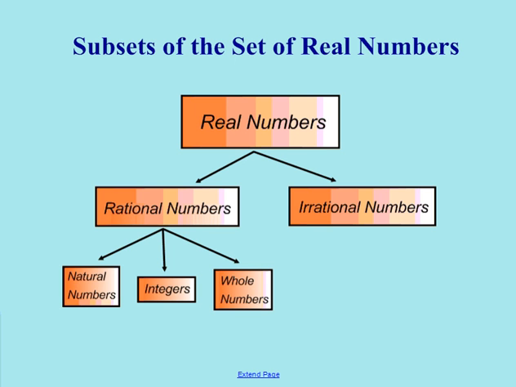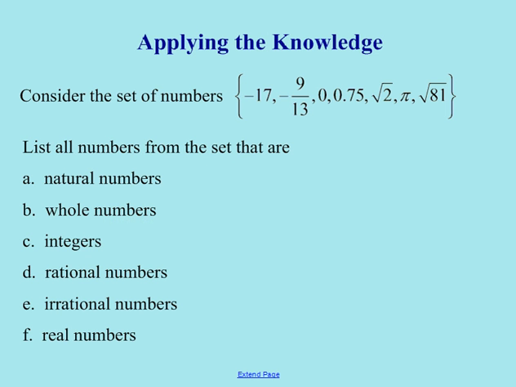Let's take a look at an example. All right, consider the set of numbers that is shown here. We have the numbers negative 17, negative 9/13, the number 0, the number 0.75, the square root of 2, the number pi, and finally the square root of 81.